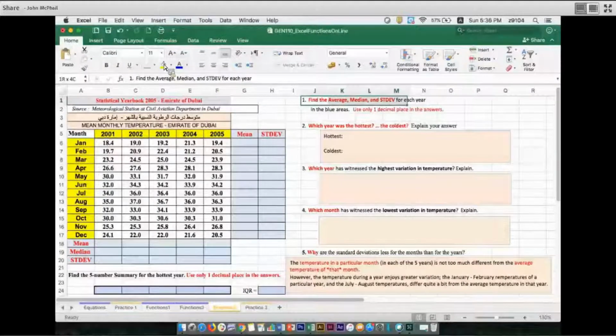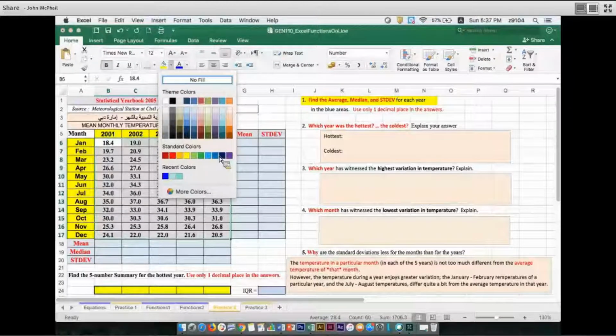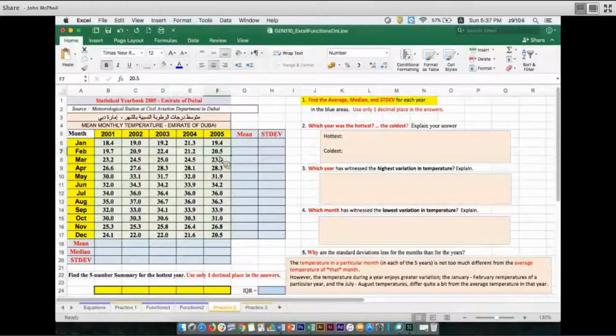Practice number 2 worksheet. We're given some data, and we wish to practice with the functions average, median, and standard deviation, and also later a 5-number summary. Understand the data. We have 5 columns, 12 rows of data. Each month of the year, we have the average monthly temperature for 5 years.